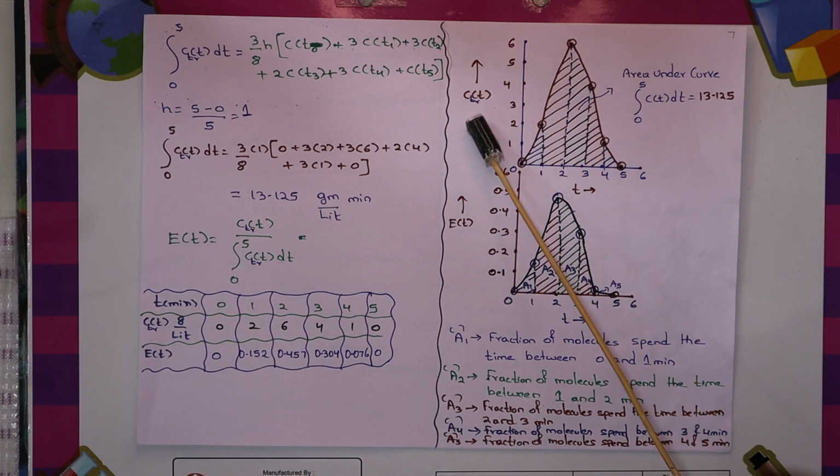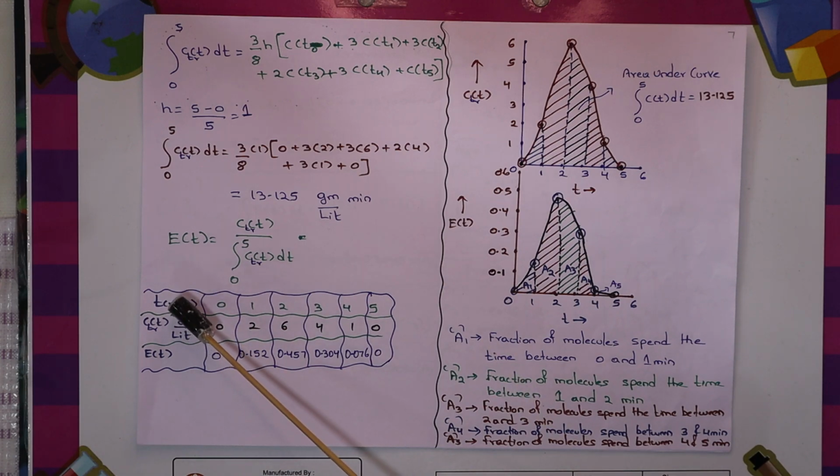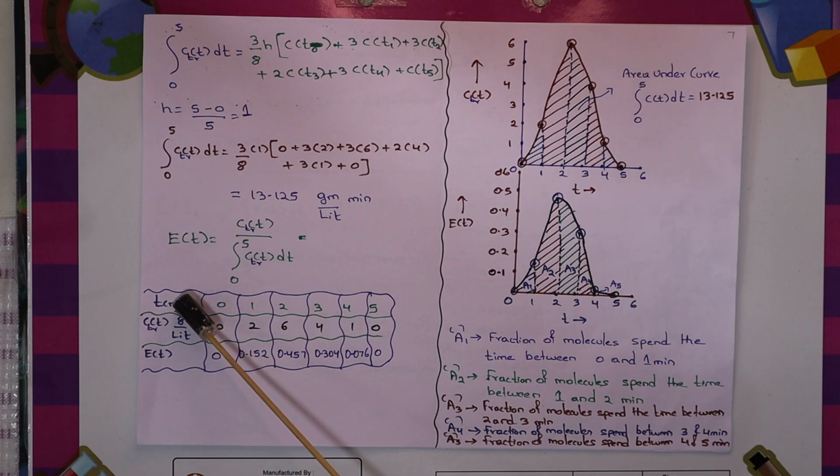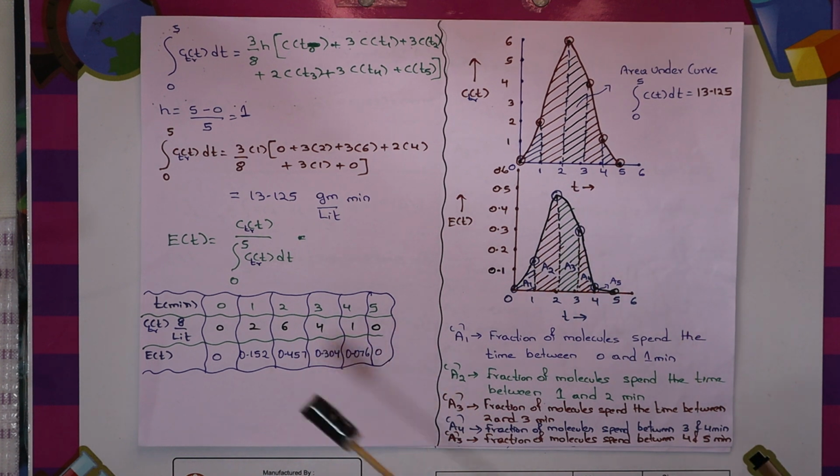So what is the C of t graph? If you plot t versus concentration, it is called the C curve. If you plot t versus E, it is called the RTD curve. So this is how the RTD curve looks with the given data. Now, from the RTD curve, what information have we got?